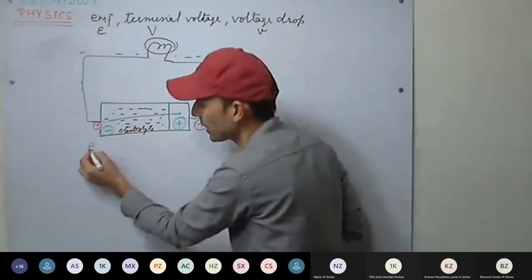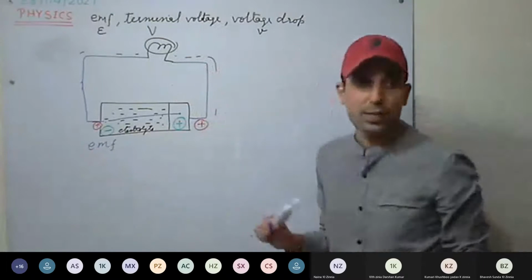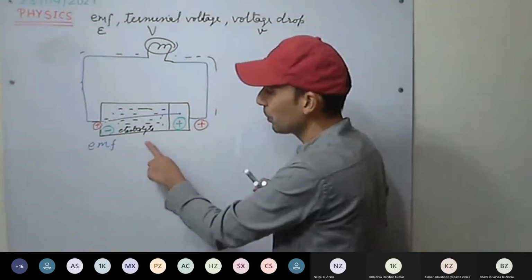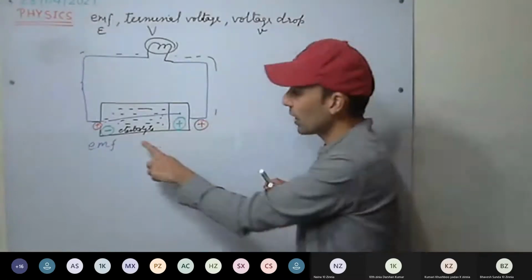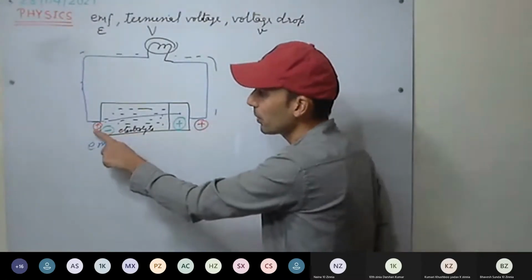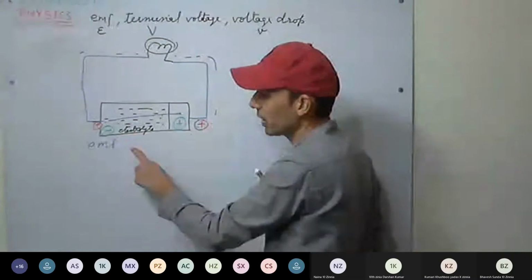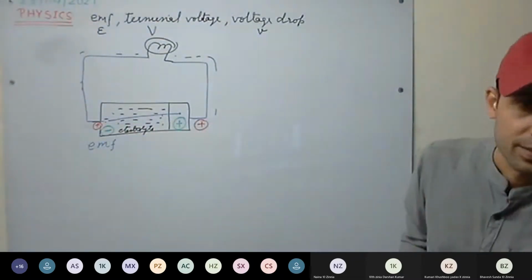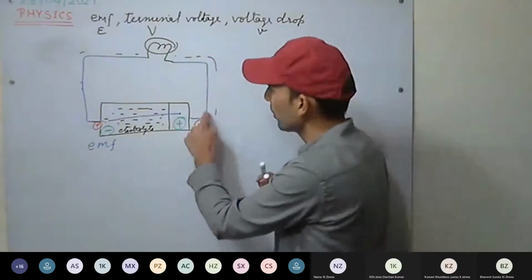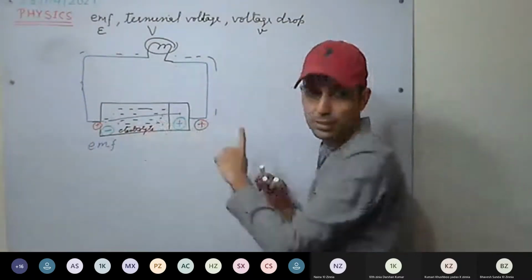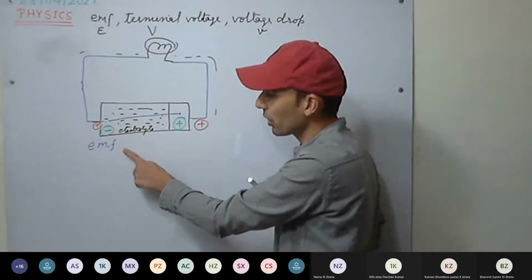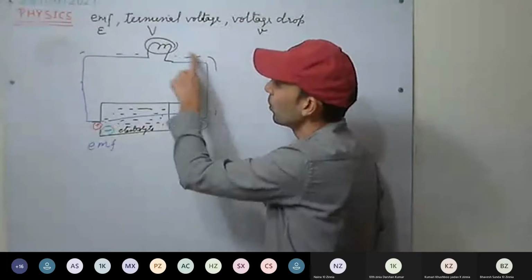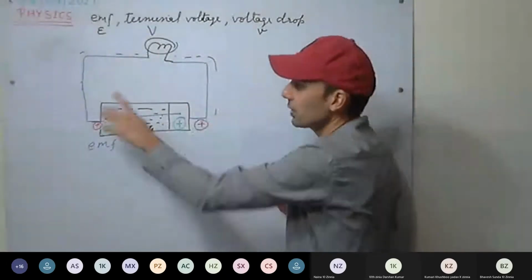That energy supplied is nothing but EMF. EMF is what? Energy per unit charge, or work done on unit positive charge to make it move from one terminal to the other terminal. That is the EMF. That is, the energy required or the work done on the unit positive charge so that the positive charge moves in the complete circuit. Here it moves easily.